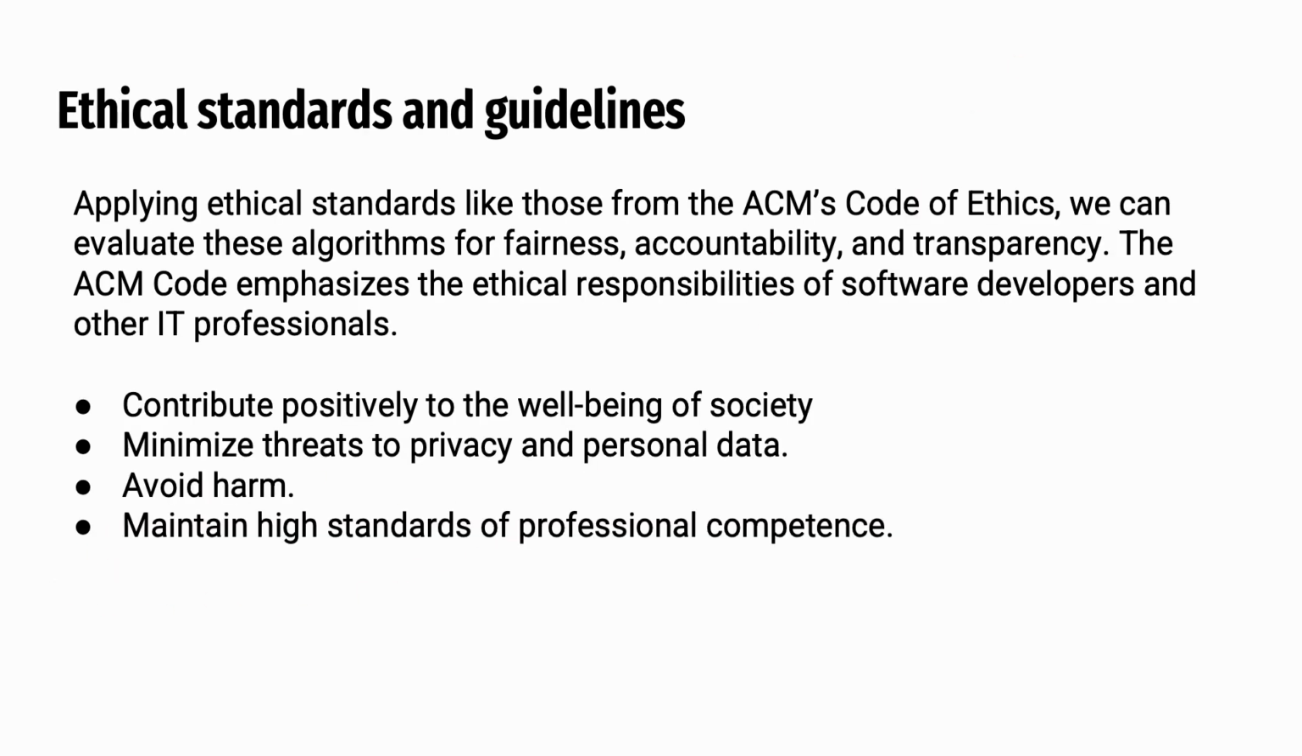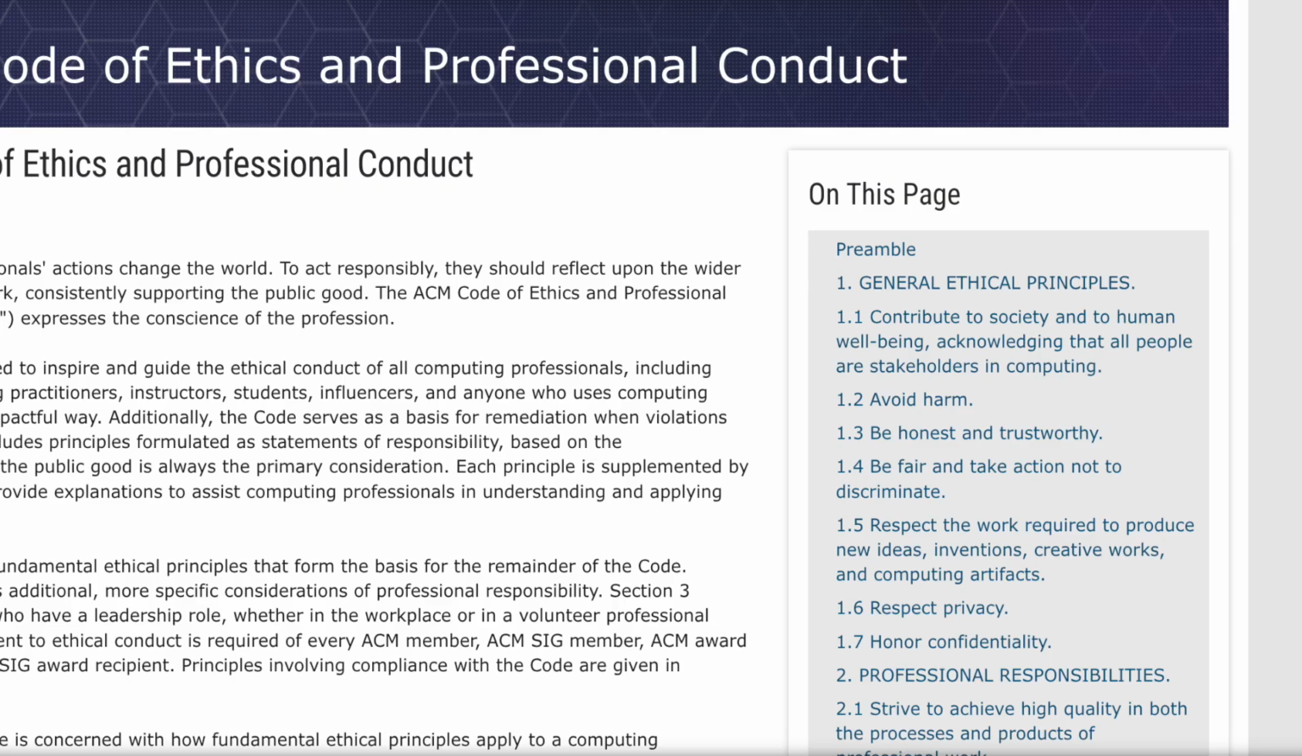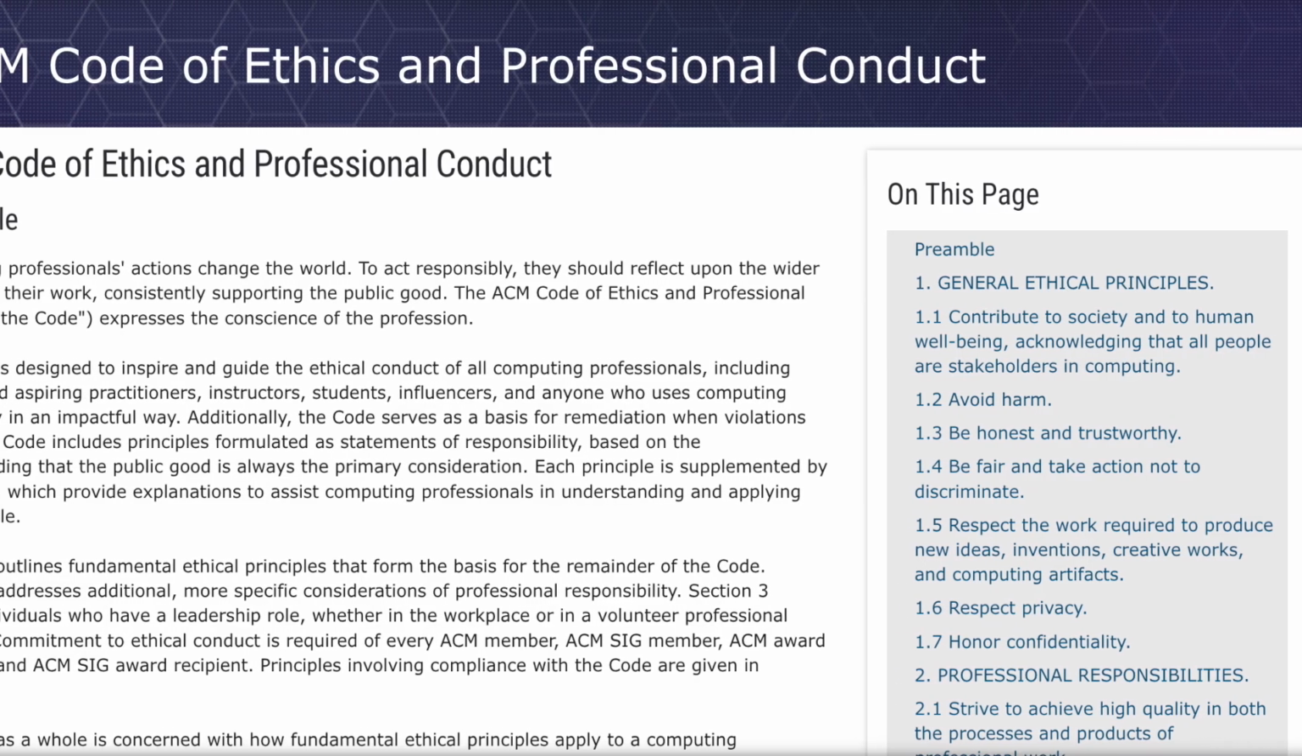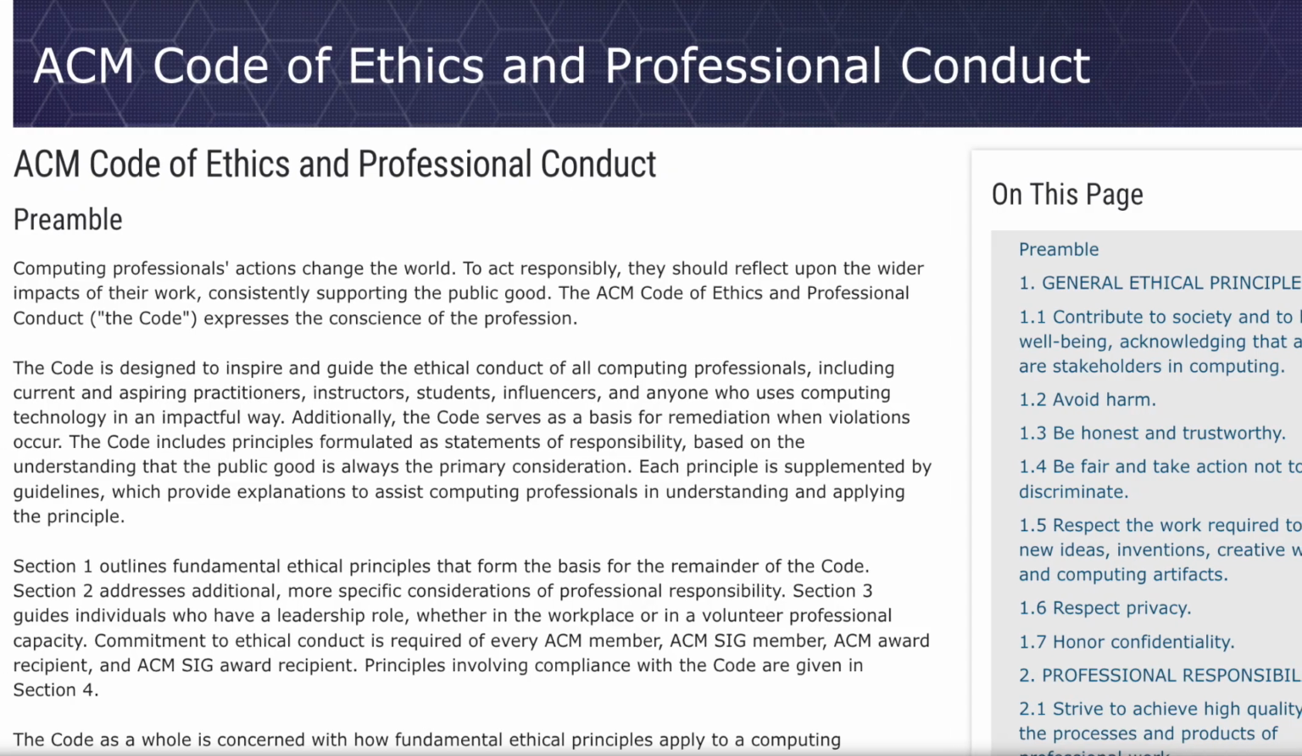So I am going to base my presentation on the ACM Code of Ethics, which emphasizes the ethical responsibilities of software developers and other IT professionals. Some of the rules that they have are contributing to society and to human well-being, acknowledging that all people are stakeholders in computing. So basically just positively contribute to society, human life, and the environment. Minimize threats to privacy and personal data, be honest and trustworthy, avoid harm. They also talk about professional responsibility, such as maintaining a high standard of professional competence, conduct, and ethical practice, know and respect existing rules, and design and implement robust and secure systems. You can go ahead and read on their website all of the ethical standards that they have, but these are like the most important ones.